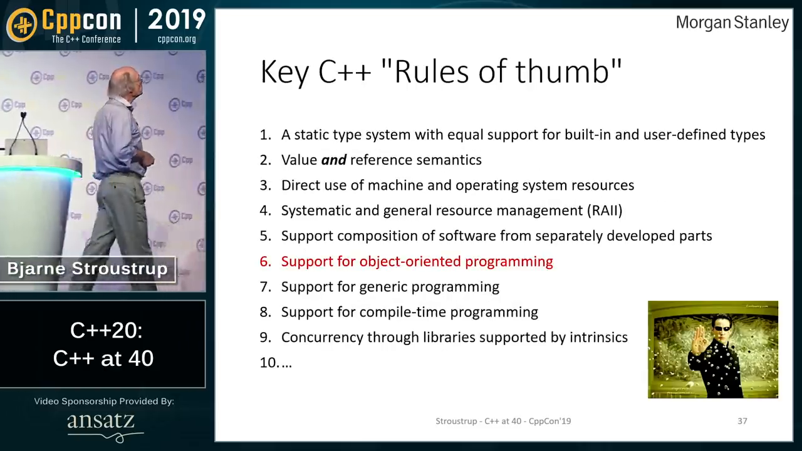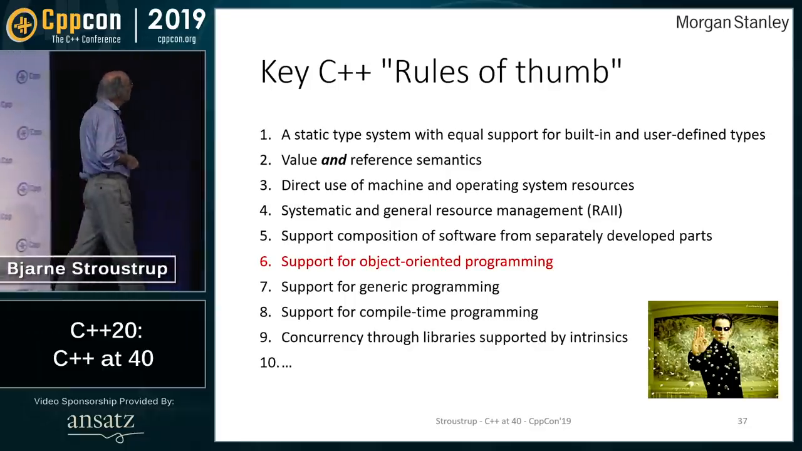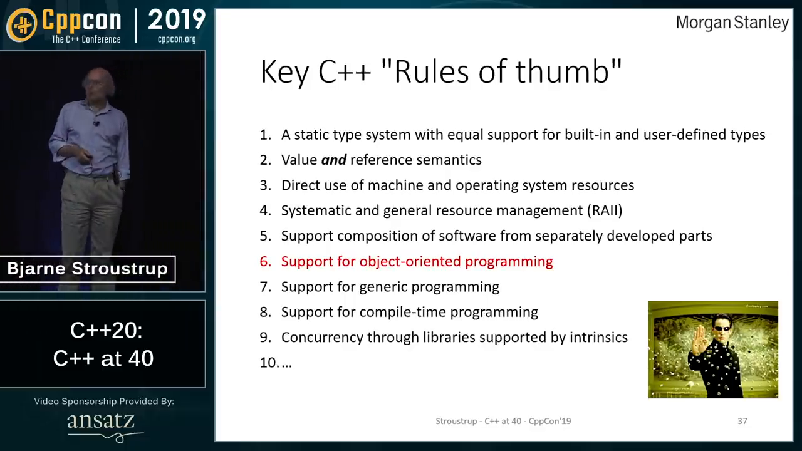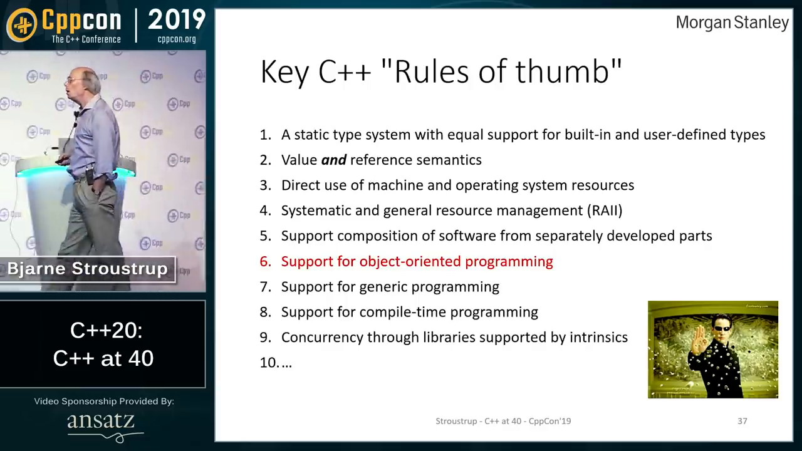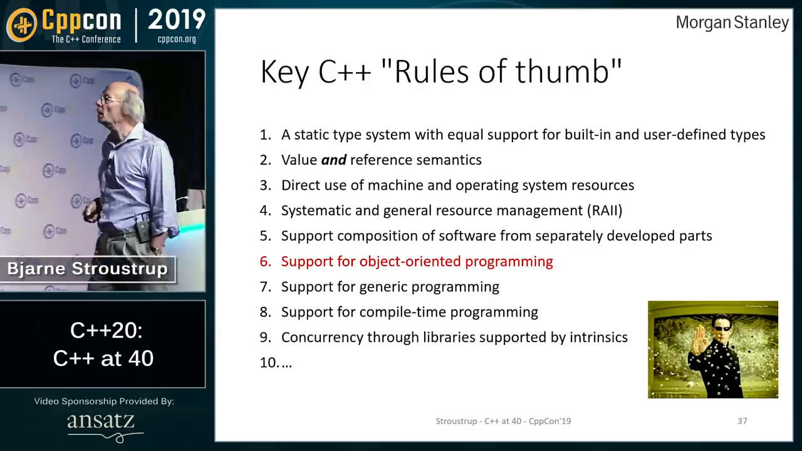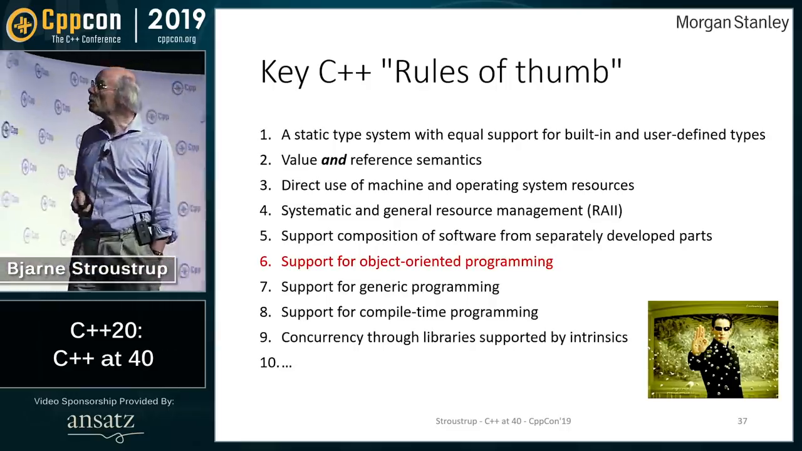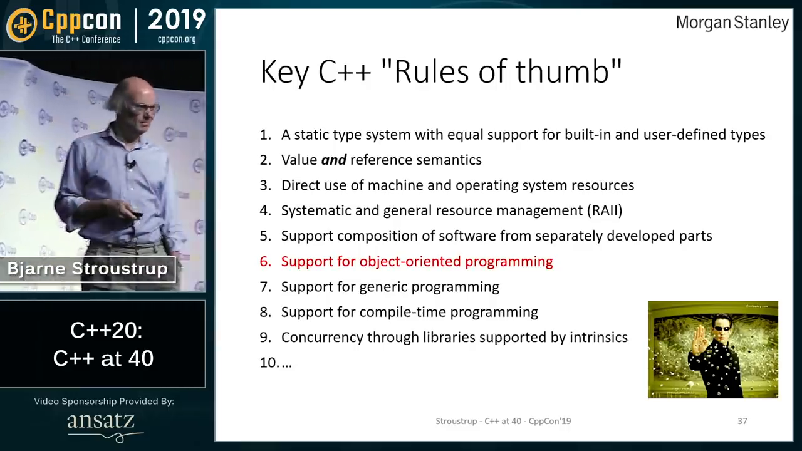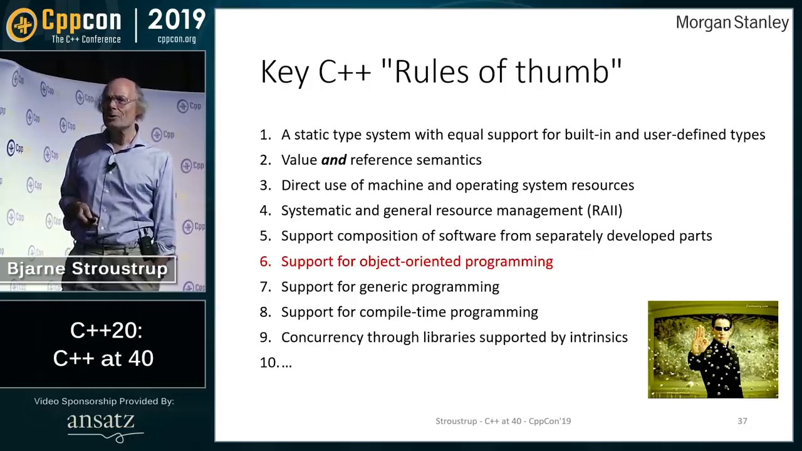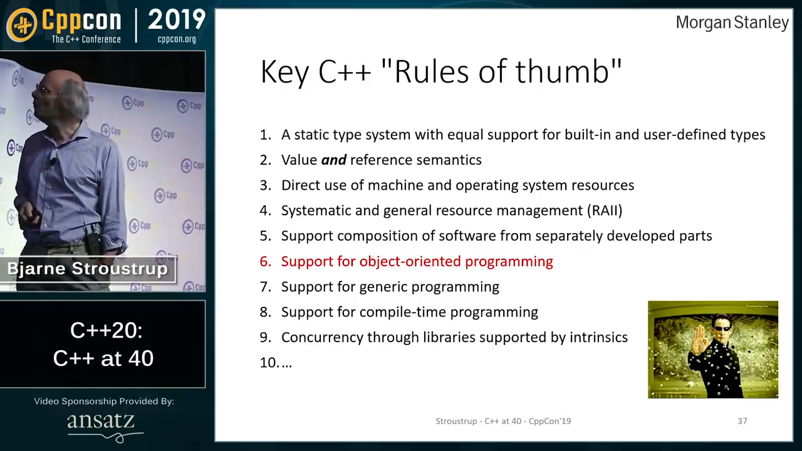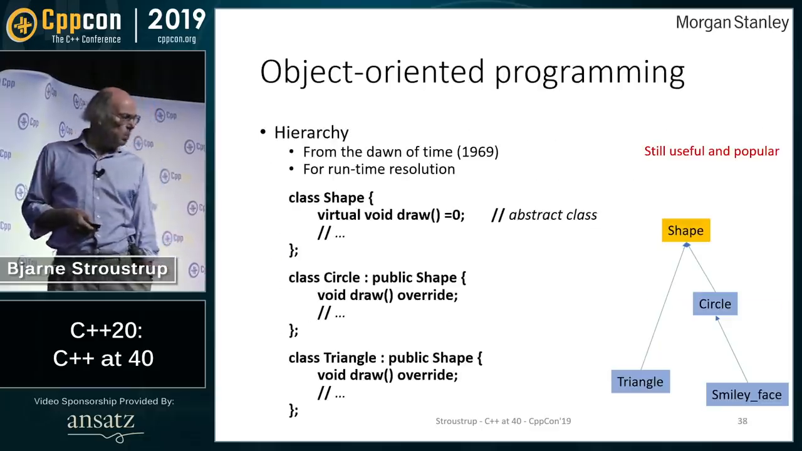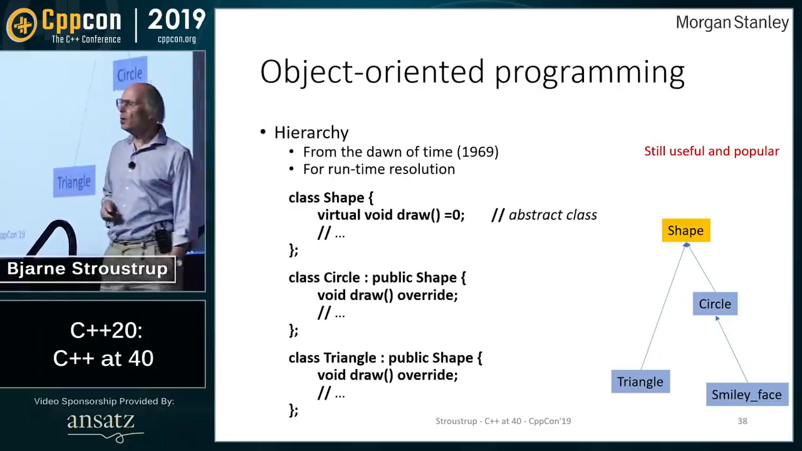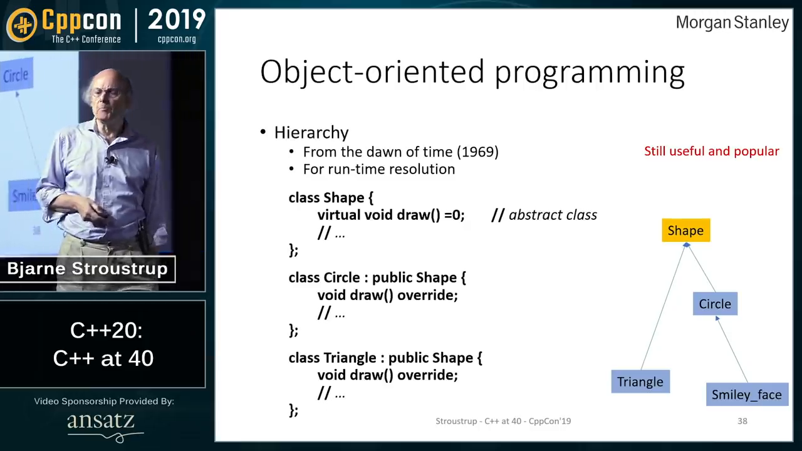So let's breeze through this again. Object-oriented programming has had a bad press over the last few years. I guess we can blame various languages, including C++, but certainly there are languages that think that you have to use inheritance all the time. C++ can do inheritance, and there's a lot of applications where it's the right thing.